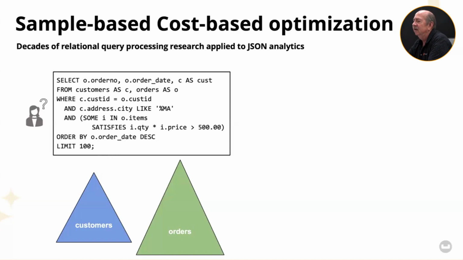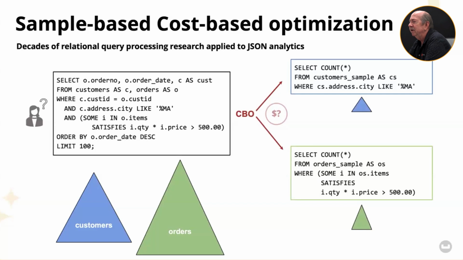So there's my query, and I've got my customers collection and my orders collection, and they're shown in this LSM tree kind of picture. What goes on under the hood? The cost-based optimizer's job is to figure out how I should run this query. To get that information using samples, it takes the customer part of the query and runs a little query on the customer sample and asks the part of the question that's customer related.